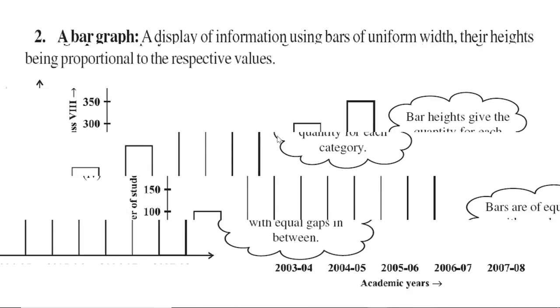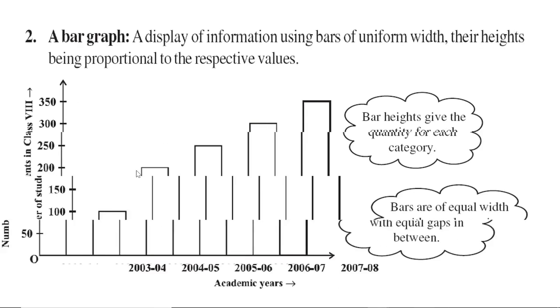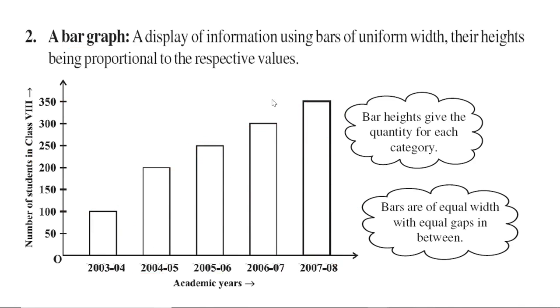Then we have one more query that we can answer: in which year is the increase in the number of students maximum? Let us see. Here we have 200, so the increment is 100. Here the increment is 250 minus 200, that is 50. Then 300 minus 250, that is 50 again. Here we have 300 and 350, so it is 50 again. So the biggest increase is from 2003-04 to 2004-05, and it is double.